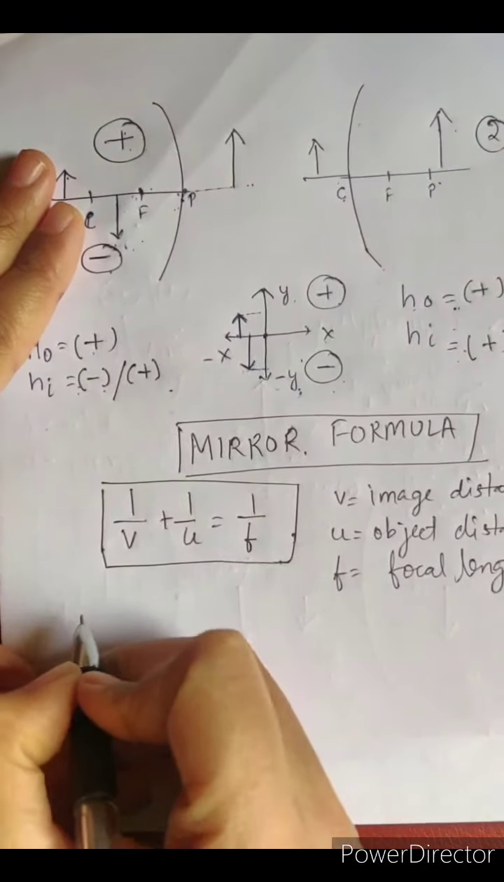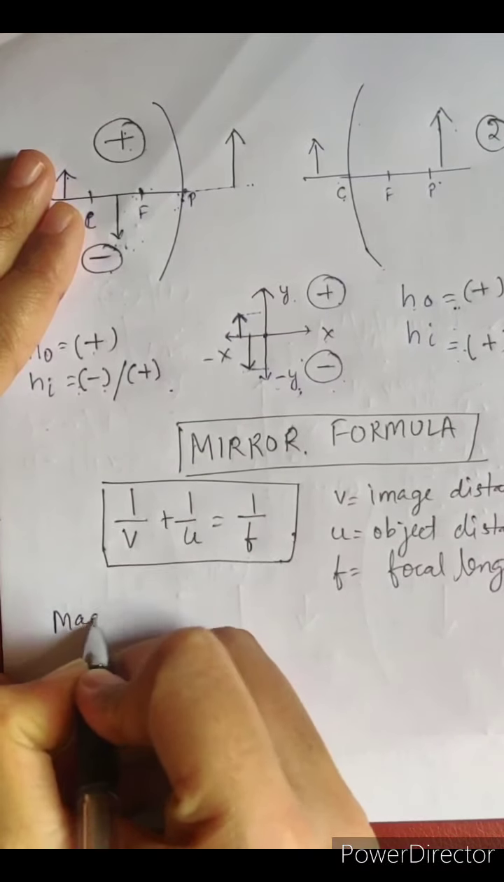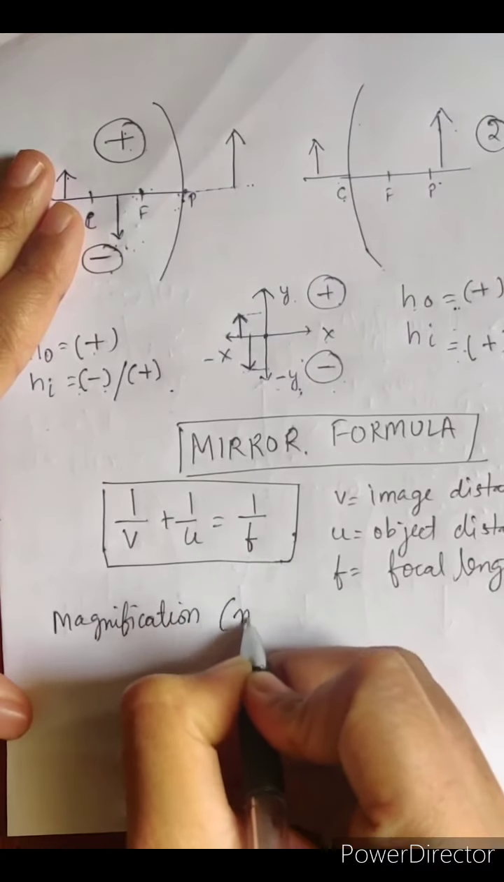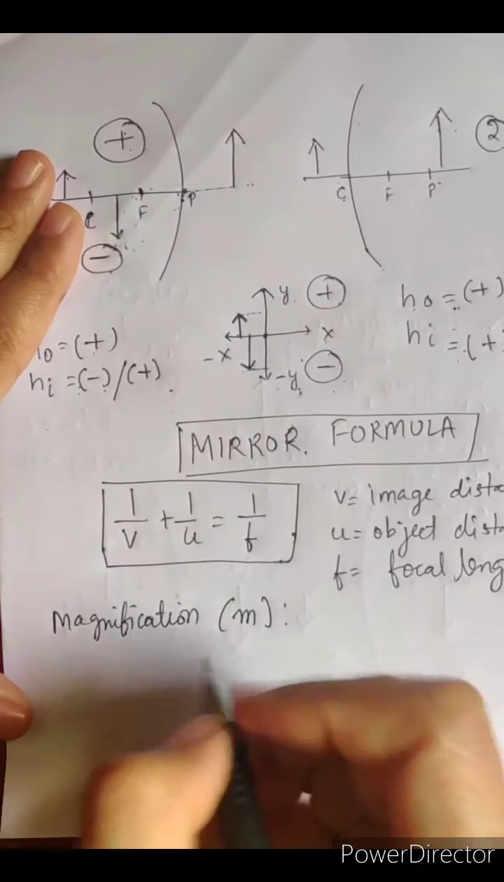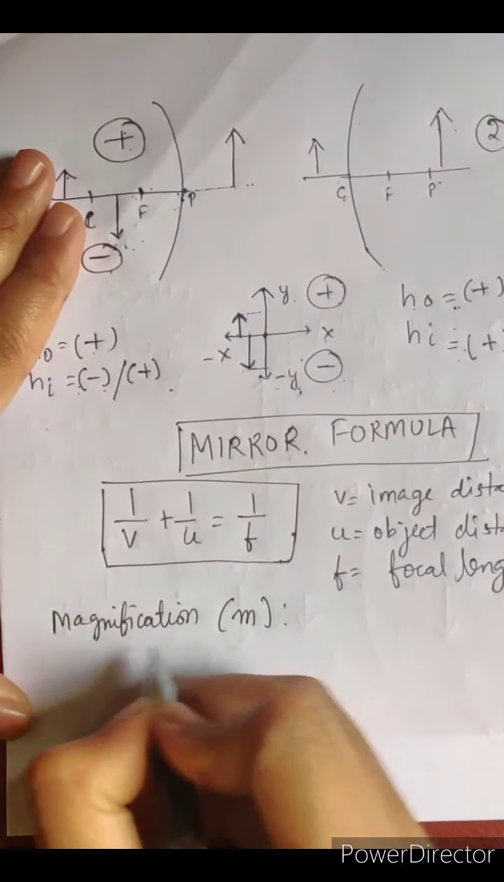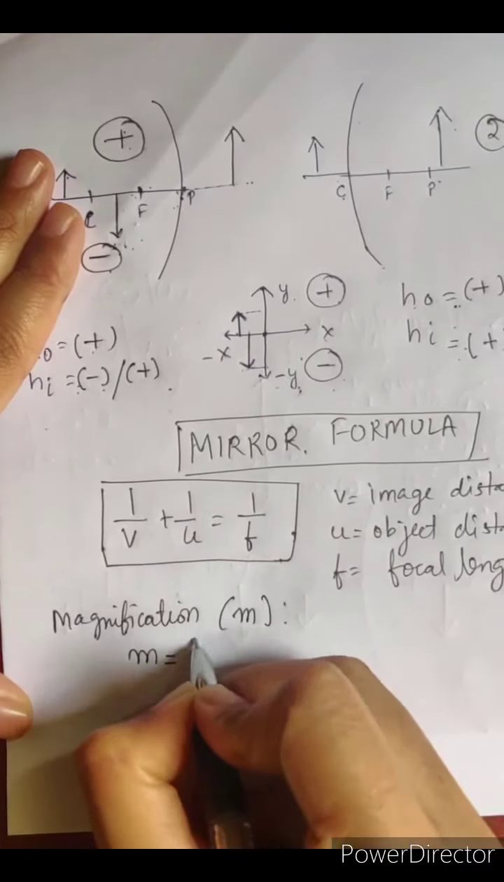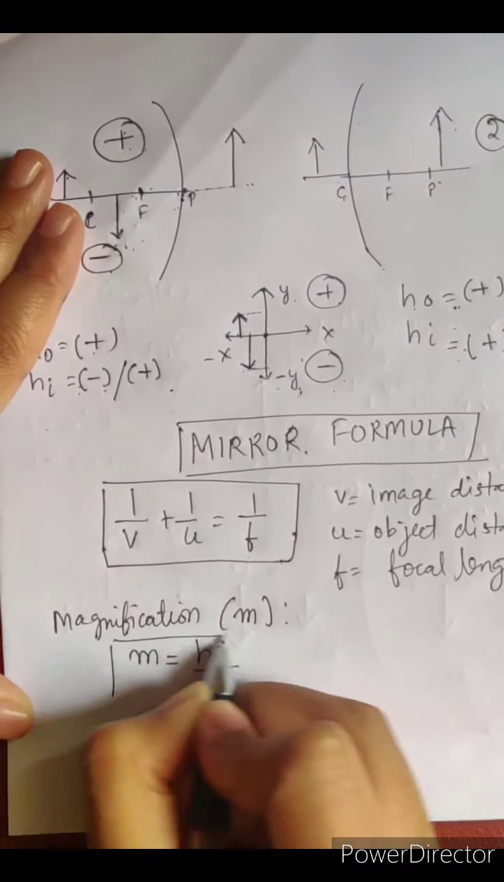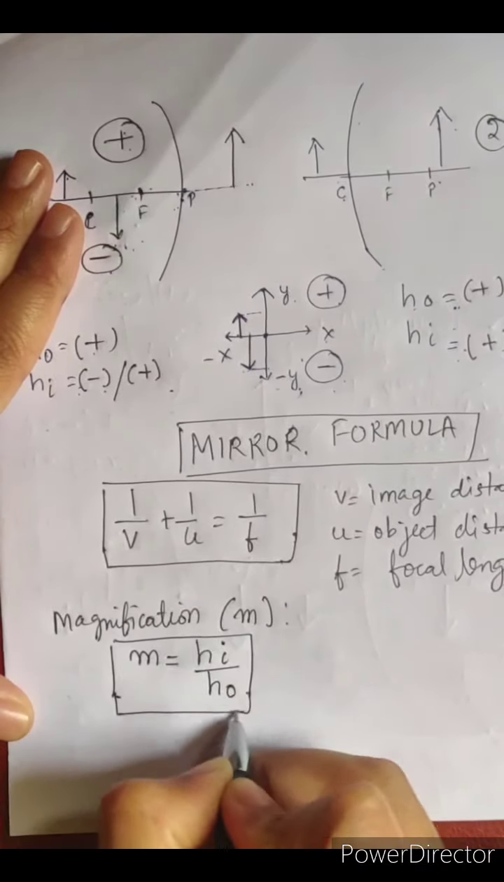After that, another formula that you are supposed to learn is of magnification. Magnification is denoted by M, and magnification tells us about the size of an image with respect to the size of the object. It tells how much it has been magnified or reduced with respect to the object size. So the formula for magnification that we use is height of image upon height of object.